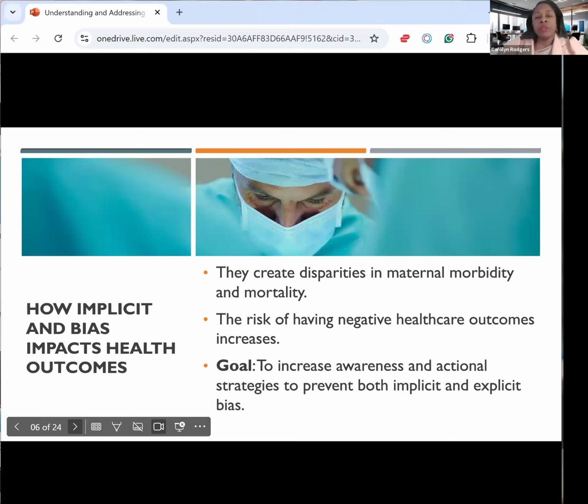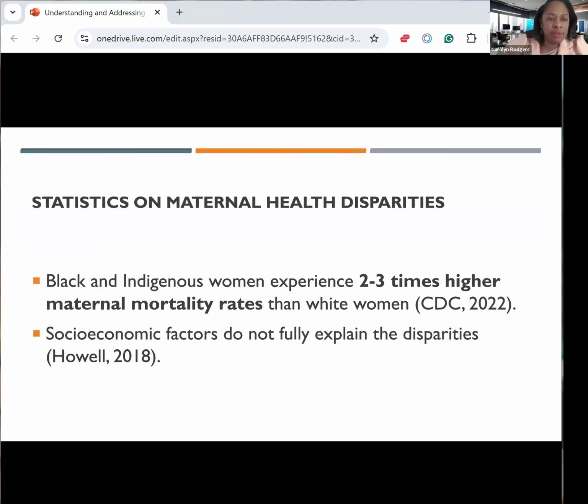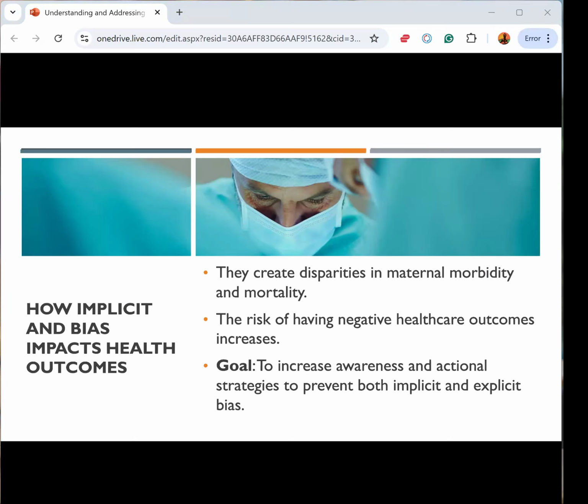All right. So the next slide is how implicit bias impacts our health outcomes. And that's a very, did my screen just switch again? Let me go back. Yes. I think it's switching on. Okay. Yeah.